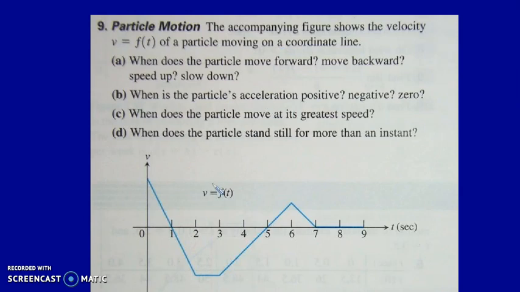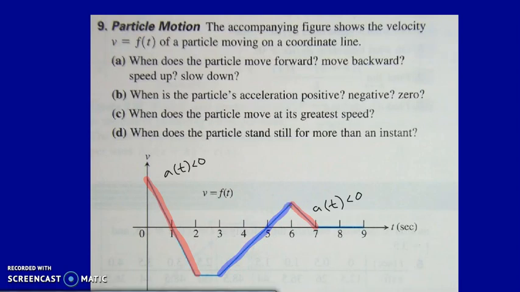So the graph has a negative slope there, and there. So this is where acceleration is less than 0. This graph of velocity has a slope that's positive here. So this is where acceleration is greater than 0.